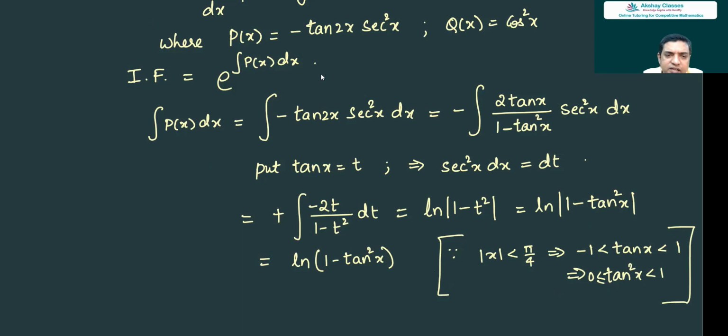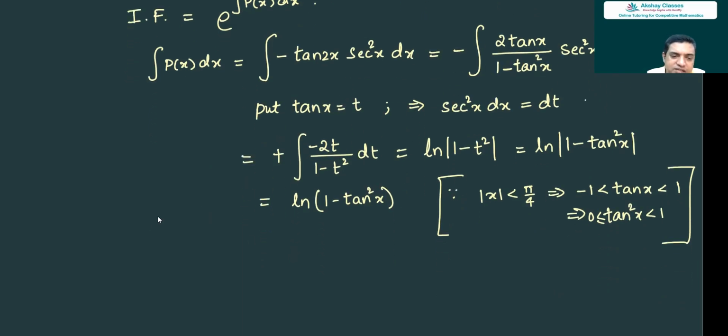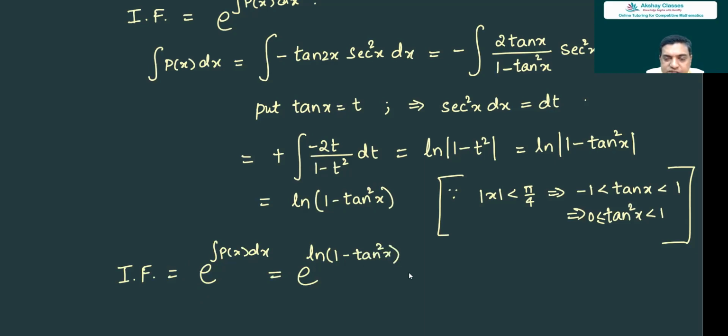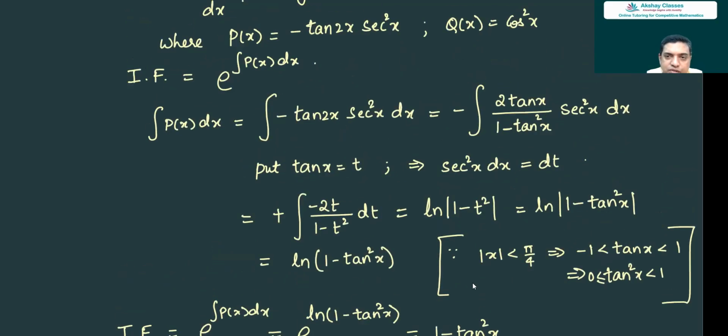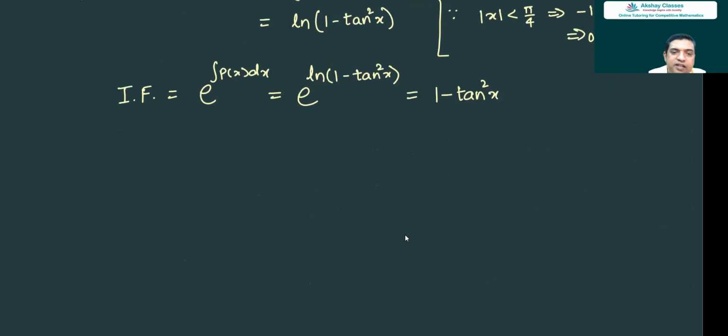So this is integral p dx. So what is the integrating factor? Integrating factor is e power integral p of x dx. So this is e power log 1 minus tan square x, which is 1 minus tan square x. E power log of something will be the same number. So this is the integrating factor. Now the solution. So y times the integrating factor.